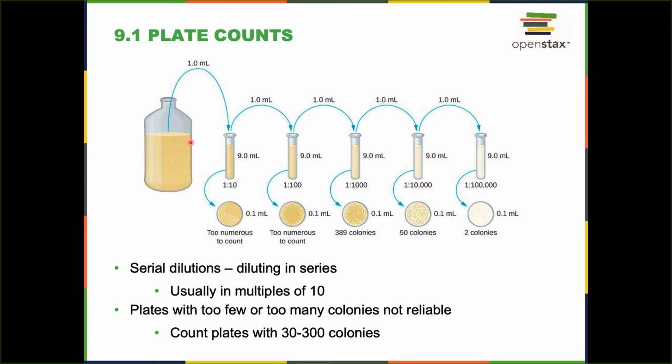And then each one of these is a 10-fold dilution, right? So we have 1 mil with 9, that's 1 in 9 plus 1, that's 10 total. So now we have 10 in here, so that's 1 in 10. So this is 10 times less.